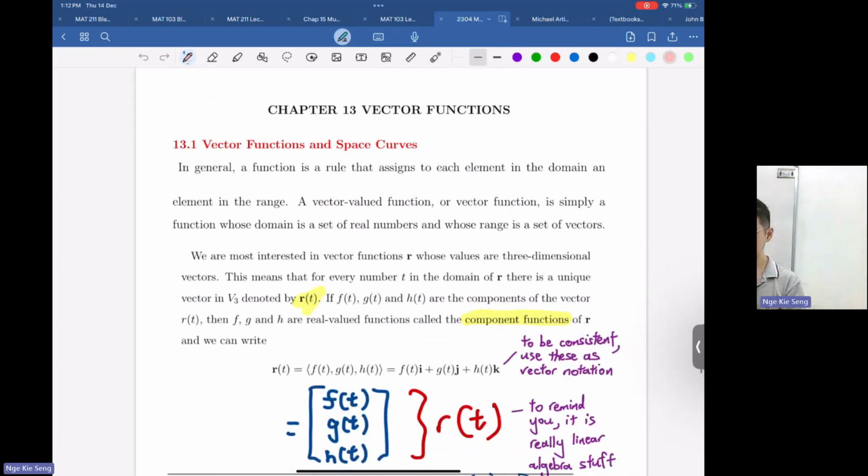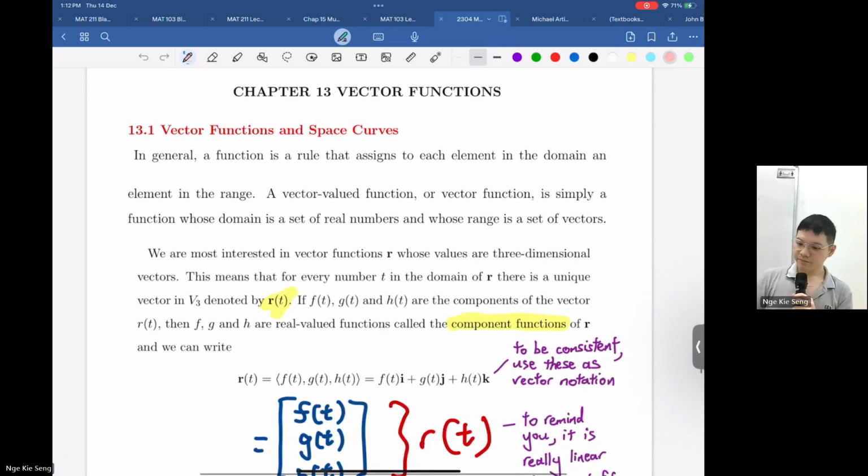So we'll quickly go through this chapter here. We mainly talk about vector functions. We're interested in functions from Rn to Rn. In our case, n is restricted to 3 and below, so R2 to R2 or R3 to R3.